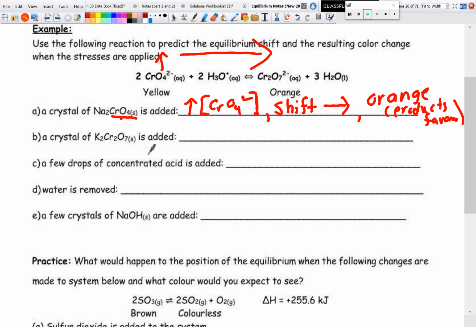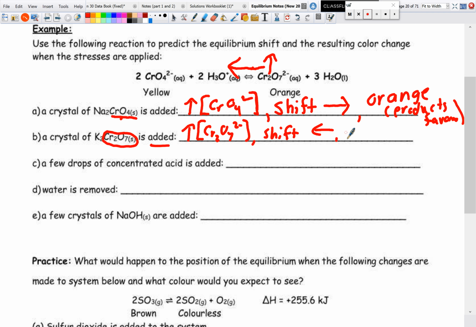So we're going to go through these here. Now you can pause the video and try them on your own as well, or we can just go through. So the next one is a crystal of sodium or potassium dichromate being added. So in this case, we're adding the dichromate ion. Very similar, if we're adding this, the concentration of the dichromate is going up. When we're increasing or adding, that means the equilibrium shifts in the opposite direction. So we're increasing Cr2O7, which means we're going to shift in the opposite direction.